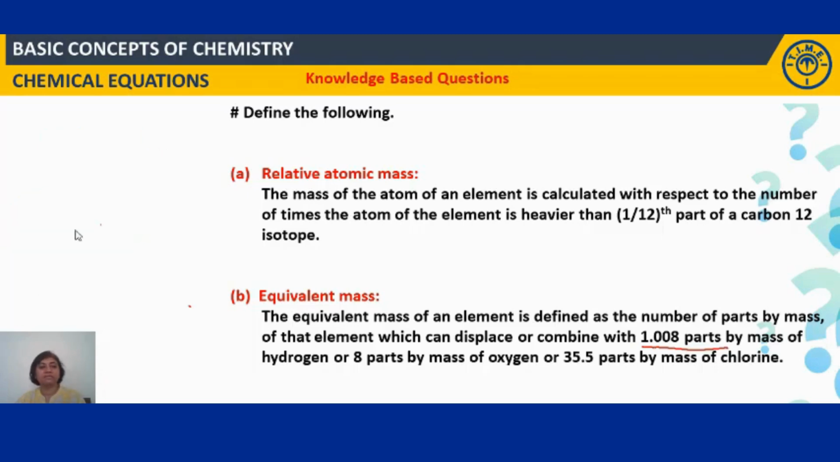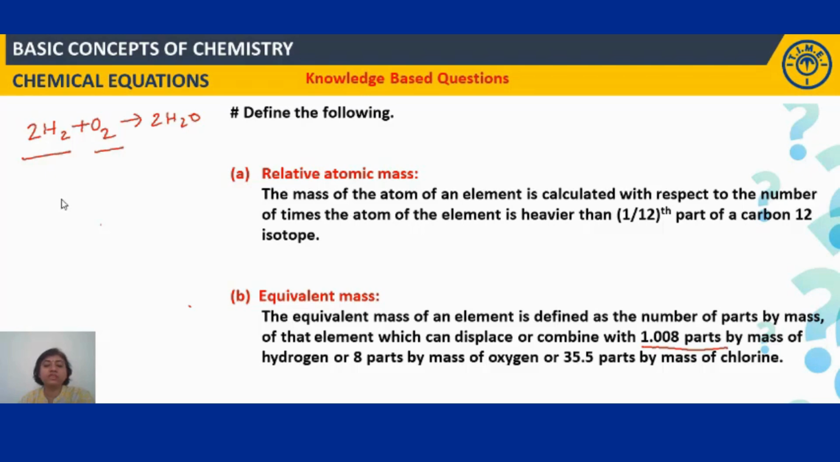So the equivalent mass of an element is defined as the number of parts by mass of that element which can displace or combine. Let us understand these two points now. I'll explain with the help of a reaction. Suppose hydrogen and oxygen combine to form water. In this case, 2 molecules of hydrogen combine with one molecule of oxygen to form 2 molecules of water.